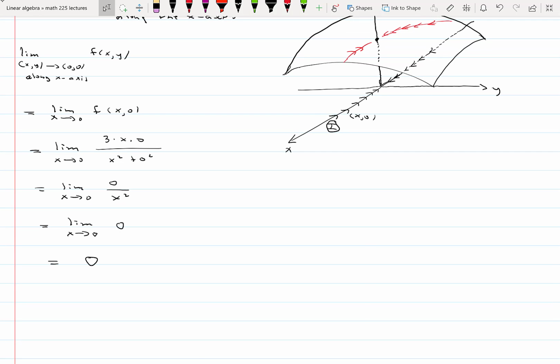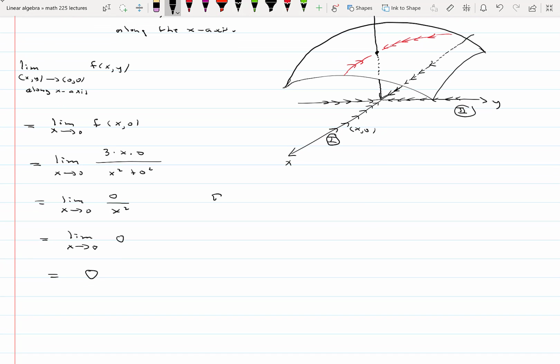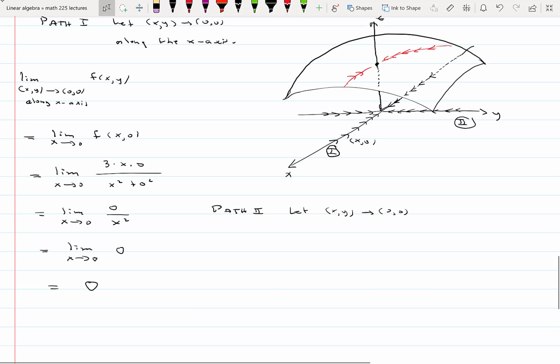Next, let's try letting x and y approach the origin along another path. What's another simple path along which we can approach the origin? Let's go along the y-axis. So there's path number 2. Path number 2: let the point xy approach the origin along the y-axis.